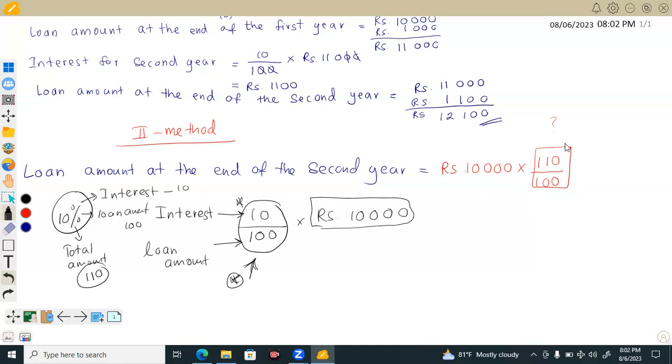In the numerator we write the total amount because that's what we have to calculate, and we have given the loan amount, so we write it in the denominator. Now this is for 1 year.